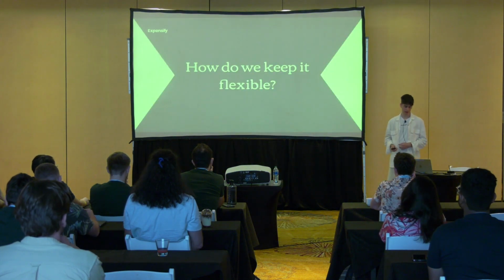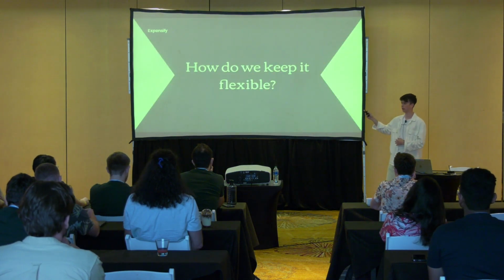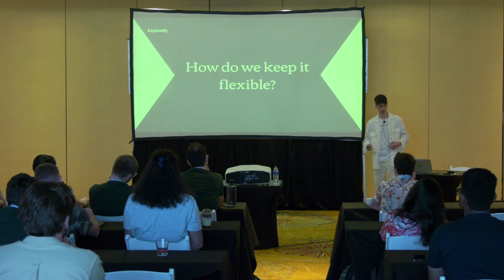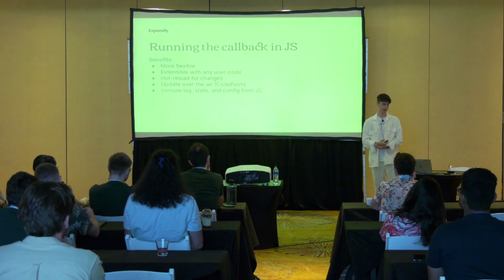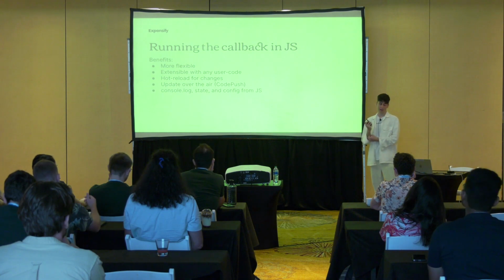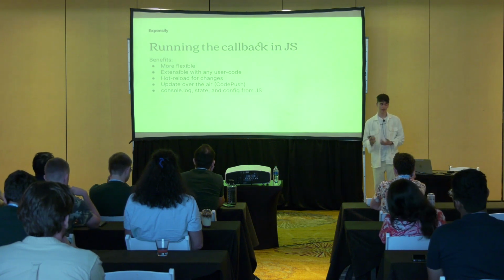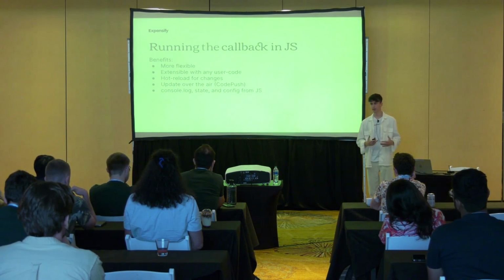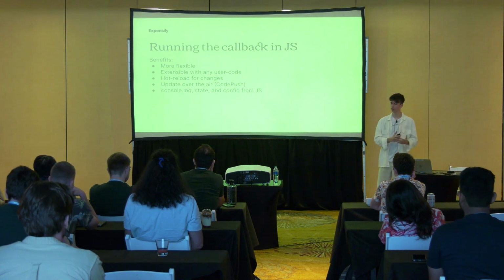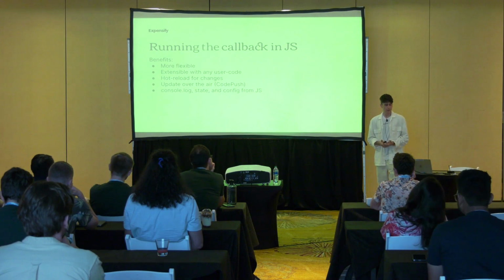So how do we keep that flexible? We know we have those APIs on the native side, but how do we keep it flexible for the React Native API? We run the callback in JavaScript. That was the whole idea. We want to run it in JavaScript because that's how React Native works, right? All of your business logic is in JavaScript. You can do lots of stuff in JavaScript.